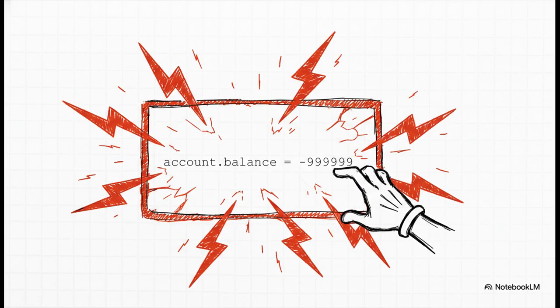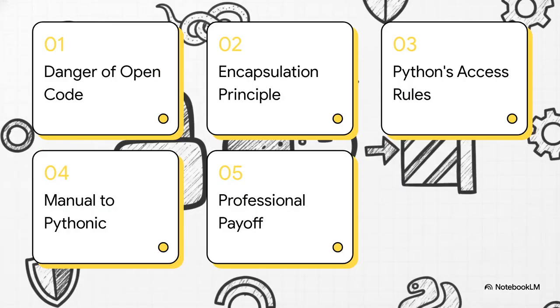I mean, look at this. A single, seemingly innocent line of code could cause an absolute disaster. Without any protection, someone could, either by accident or on purpose, set a bank account balance to a massive negative number. This one line is a gaping security hole, and it's the exact problem we're here to solve today with encapsulation.